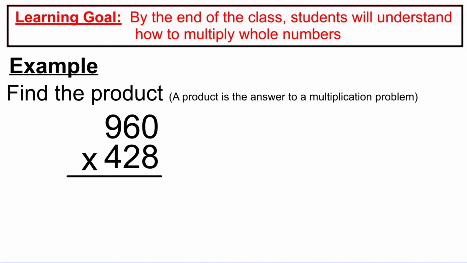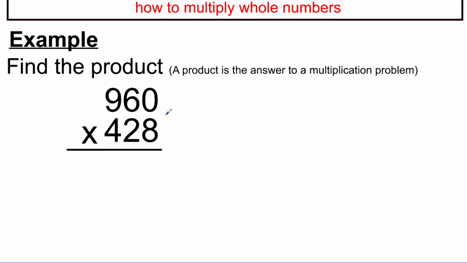Okay, so let's do one that's even a little bit more complex. In this case, now we're multiplying a 3-digit number times a 3-digit number. So we're going to do the same thing. I'm going to say 8 times 0 is 8.